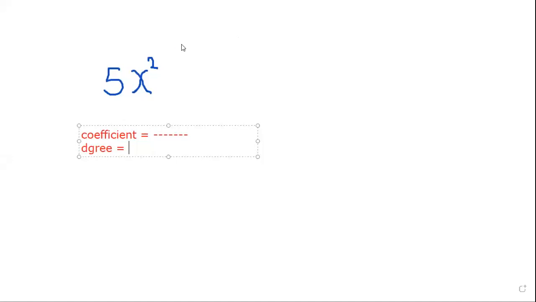So, what is the coefficient in this question? It will be 5. Yes, the coefficient here is 5. What is the degree for this one? Quadratic. Second. Yes, the degree is 2, second. And for second, we can call it quadratic.